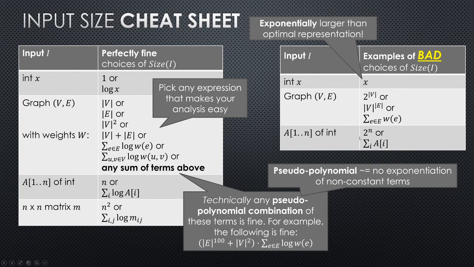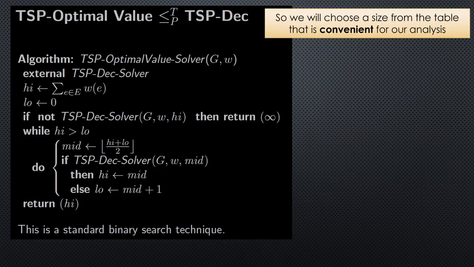Similarly, for an array, you couldn't do 2 to the n. You can't sum up the actual values of the array elements. These have exponential gaps between these terms and these terms, so these are not okay. Do not use these input sizes, or anything like this, or any exponentiation of non-constant terms in your input size selection. Okay, so how do we do the input size analysis?